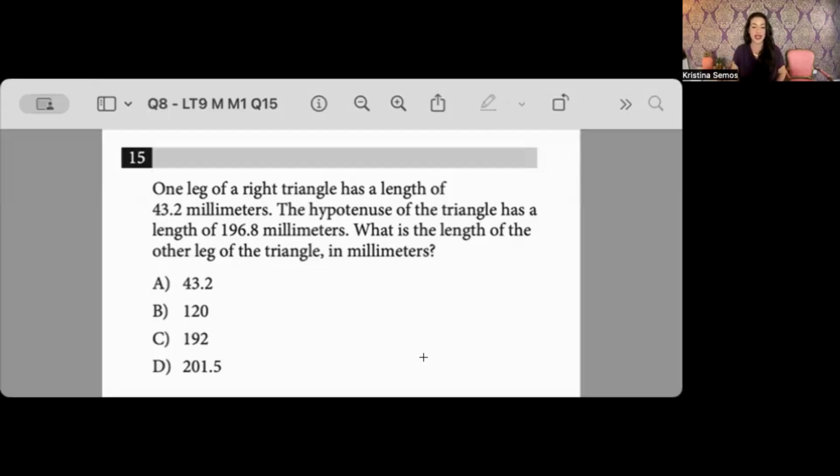Question 8. One leg of a right triangle has a length of 43.2 millimeters. The hypotenuse of the triangle has a length of 196.8 millimeters. What's the length of the other leg of the triangle in millimeters? Pause, work it out, write your answer down, and answers will be at the end of the video.